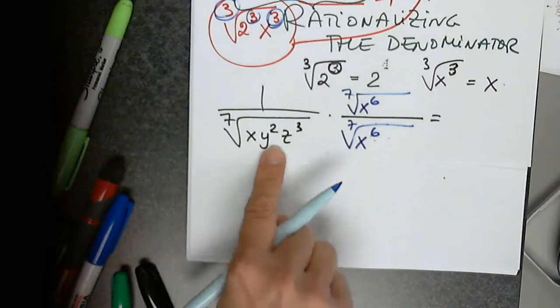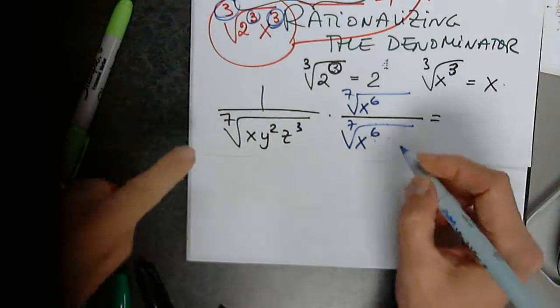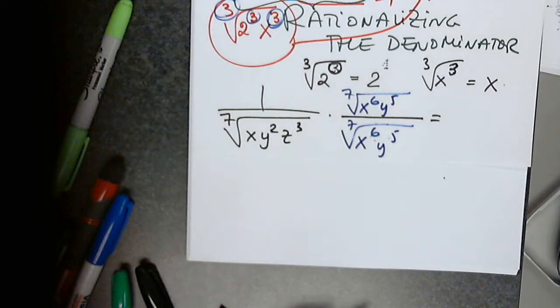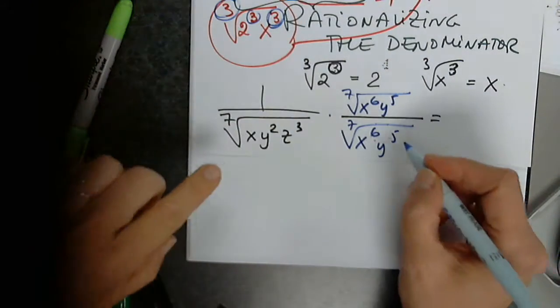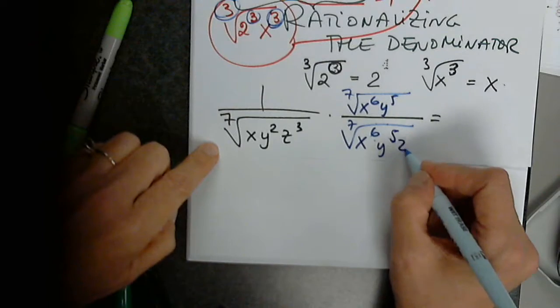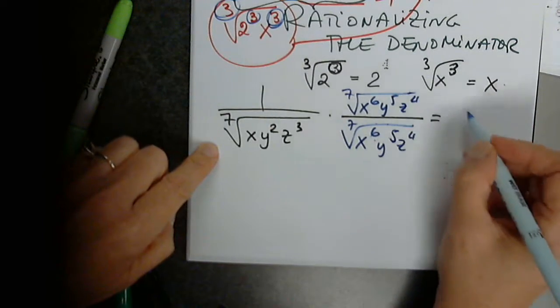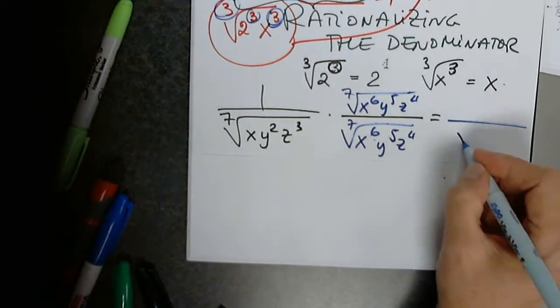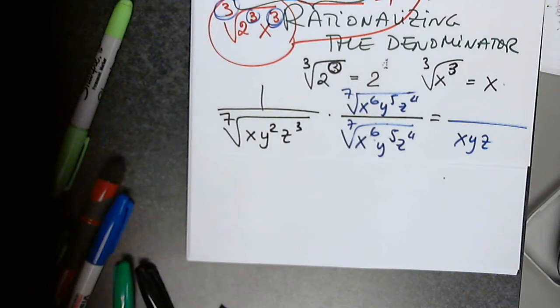I have 2 y's, so I'm short 5. And I have 3 z's. Yes, z to the 4th power. Can anyone give us the denominator in a blink without even thinking? That's it. That's how we made it.